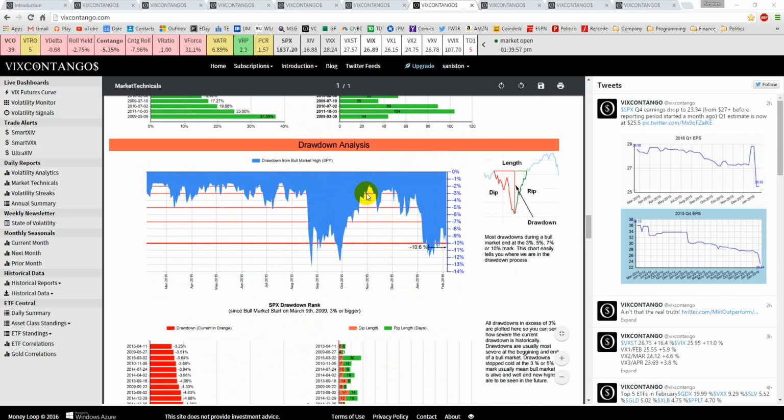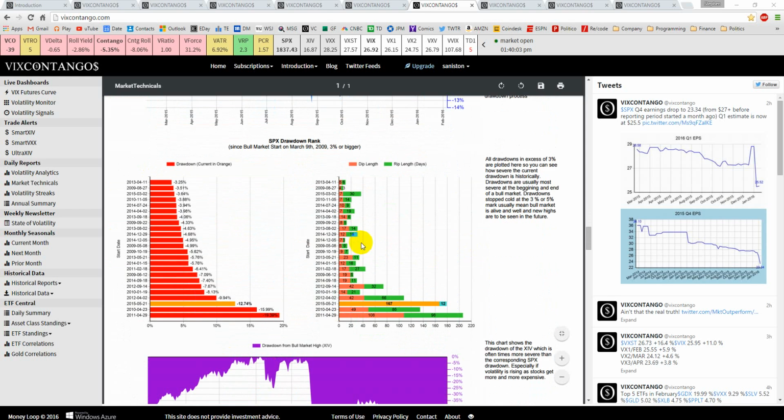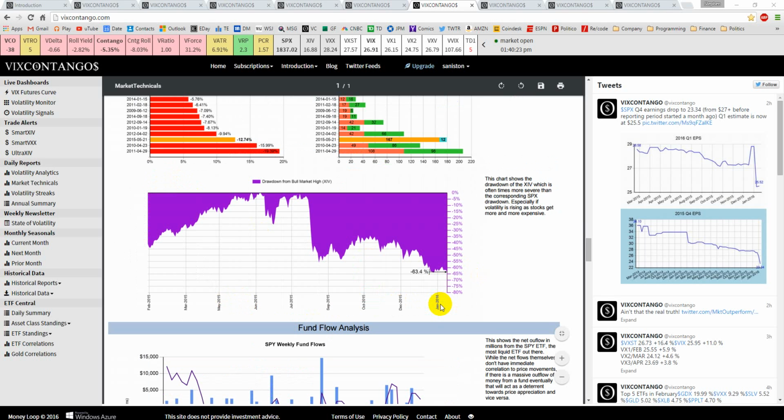1%, 3%, 5% drawdown, 7% drawdown, and 10% drawdown. The next chart shows you how big the SPX drawdown is. So in this case, we're in the third worst drawdown since the bull market of 2009. And this tells you how long the drawdown is, and if there's a rally inside of the drawdown, it shows you how long that rally is, how long that rip is.